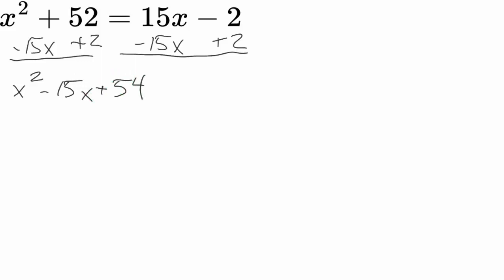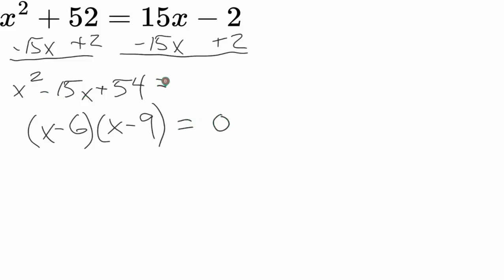Like 1 and 54, 2 and 27, 3 and 18, 6 and 9. So yeah, that's what our factors are. We got x, and I've got 6 here, I've got 9, and it's going to be a negative and a negative, because negative 6 times negative 9 is positive 54, and negative 6 plus negative 9 is negative 15, which gives us this middle term. Okay, so I've got my factors. Keep in mind this equals 0. Right, once we get rid of everything on the right, we're left with 0.